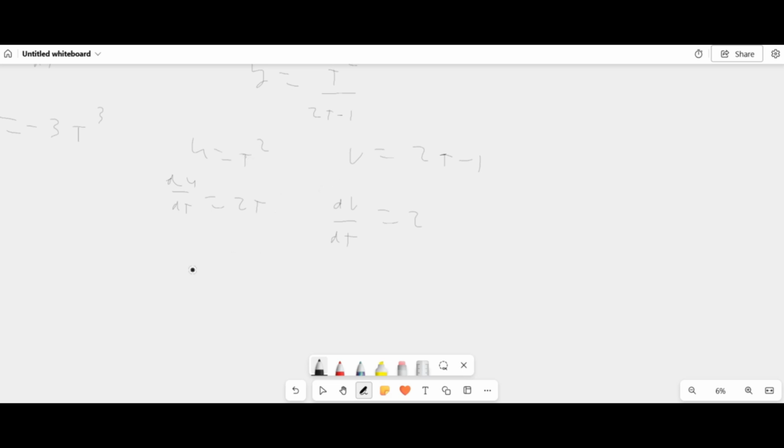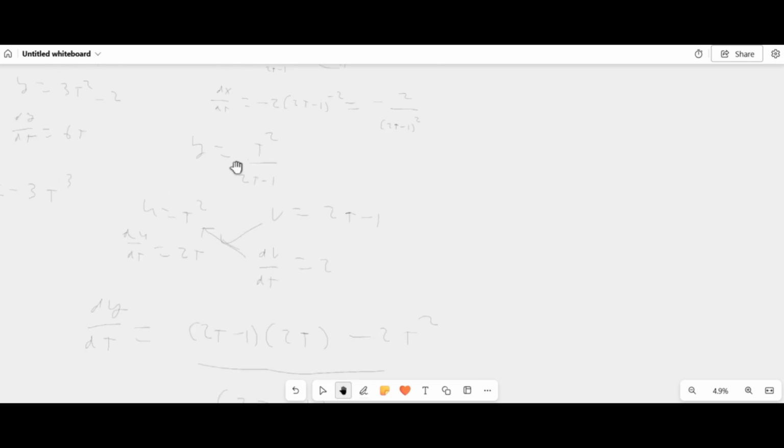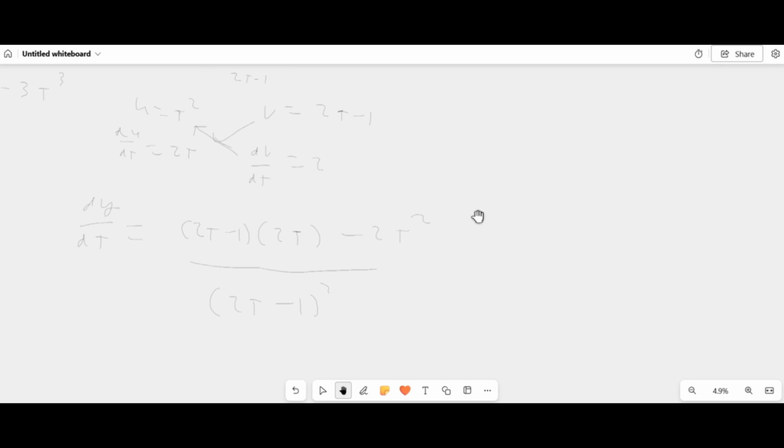Now obviously do v, so we're going to find dy over dt here. We're going to need to do this times this here. So that's going to be 2t negative 1, open bracket 2t minus 2t squared here. So this times this here, all of that over 2t negative 1 squared here. So effectively what we're doing is differentiating y here.